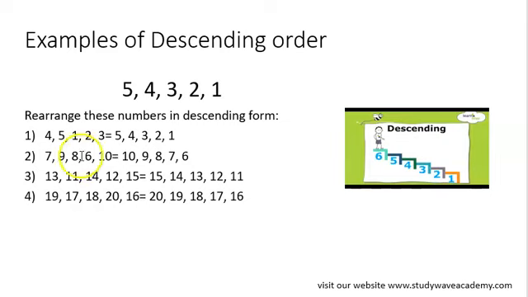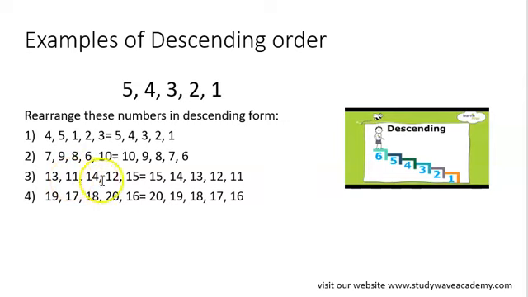The next one we have 13, 11, 14, 12, 15. So we have to pick the biggest number and arrange from the biggest to the smallest. What number is the biggest here? 15. And the smallest number here is 11. Very correct.